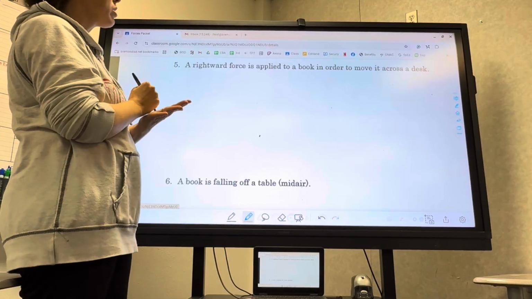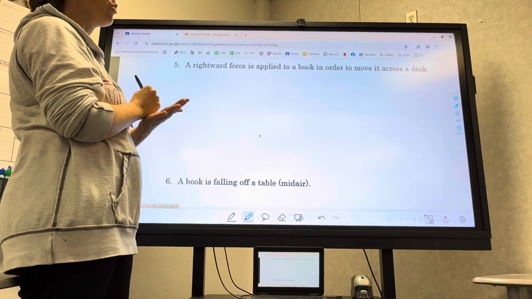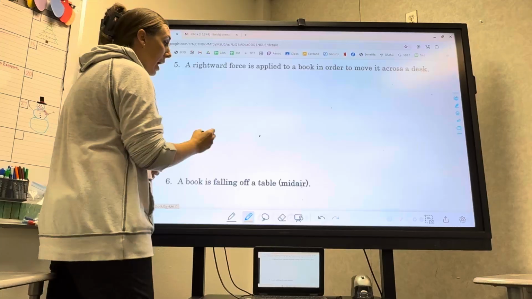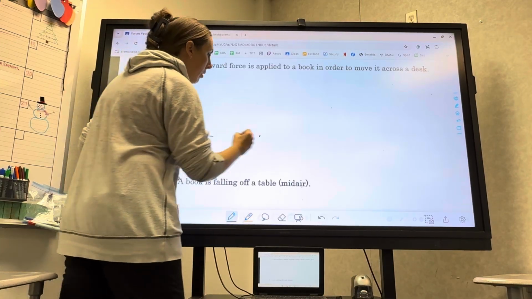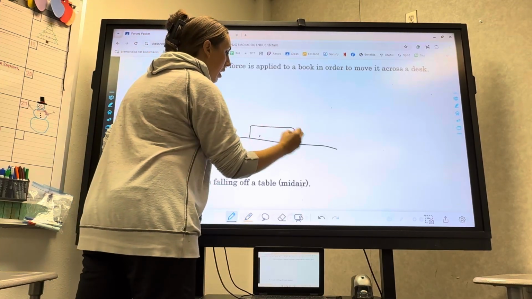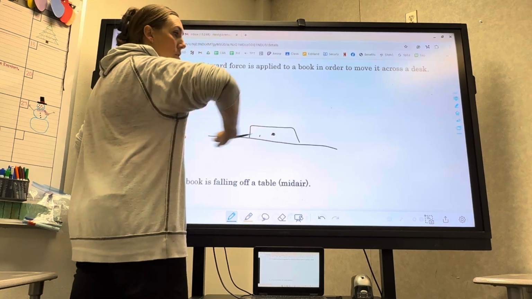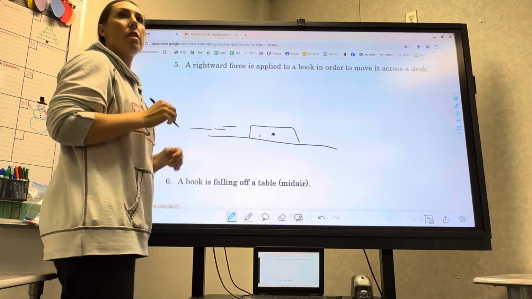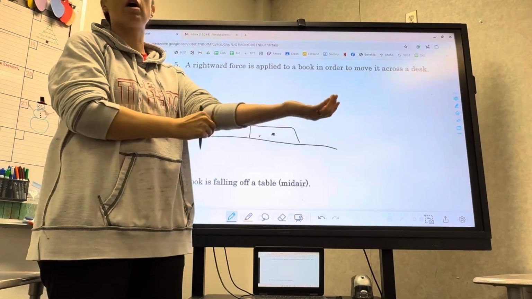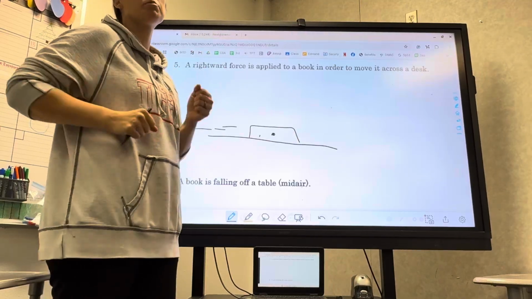A rightward force is applied to a book in order to move it across the desk. So guys, this is an example of moving to the right, the car. So this is our example of the car or the baseball player running.